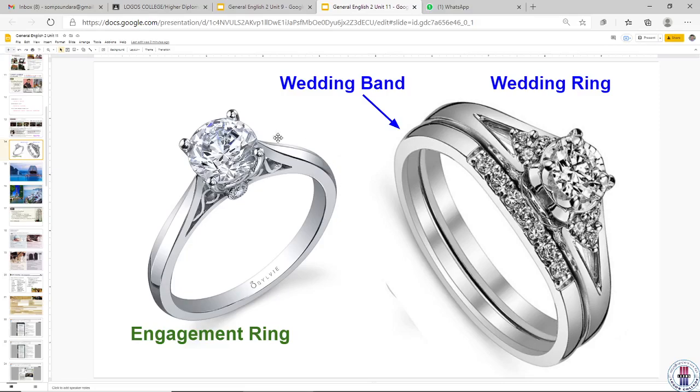Engaged. So these are different rings. This is an engagement ring. And then when you get married on your wedding day, you put on this thing called a wedding band. This is a wedding band on the engagement ring, and it becomes a wedding ring. So that's the difference between engagement and wedding here. Here's your engagement ring, and here's your wedding ring.